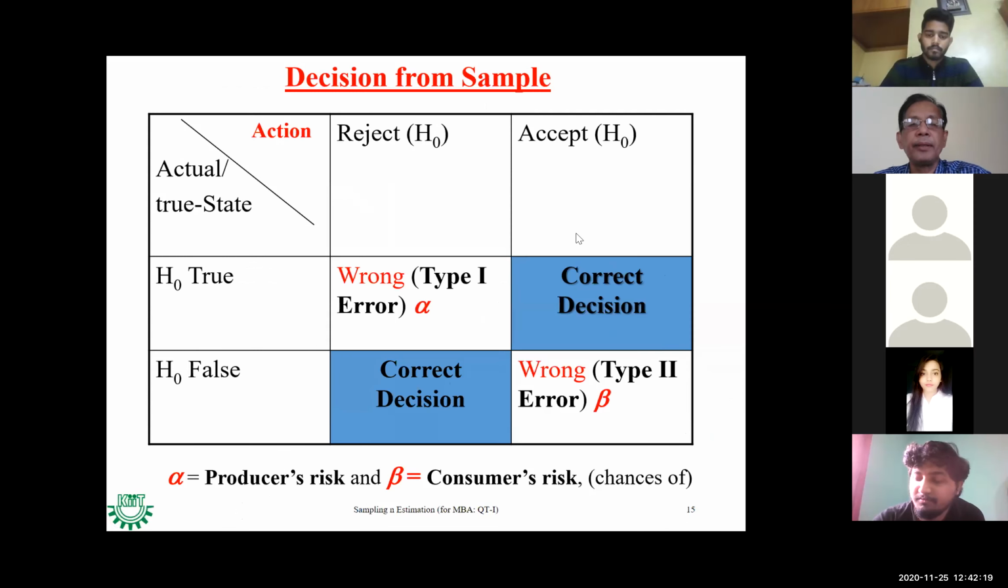I'll be very happy. Think over it for 1 minute. Can anybody very clearly, confidently explain, taking a manufacturing example, how it is producer's risk, how it is consumer's risk? Any volunteer?